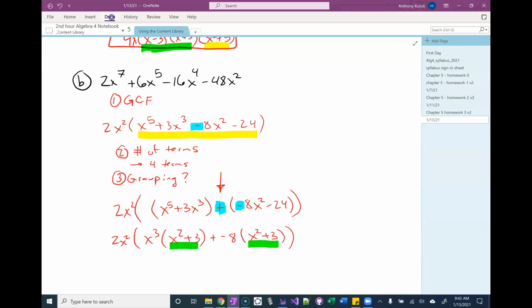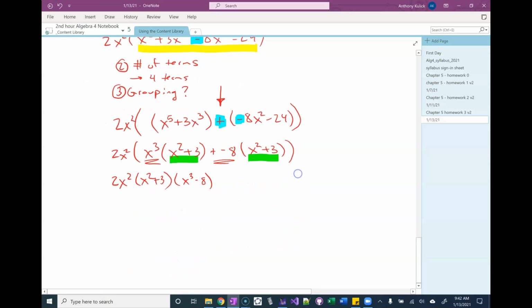Okay. So since this does work, we can continue this process. Since each of these two contain the x squared plus 3, we can factor that out. And that leaves us with an x cubed minus 8. Now we've completed the 4-term branch. So we have to take each of those two factors that we just created and check them through on the 2-term branch. So x squared plus 3, we'll do that one first.